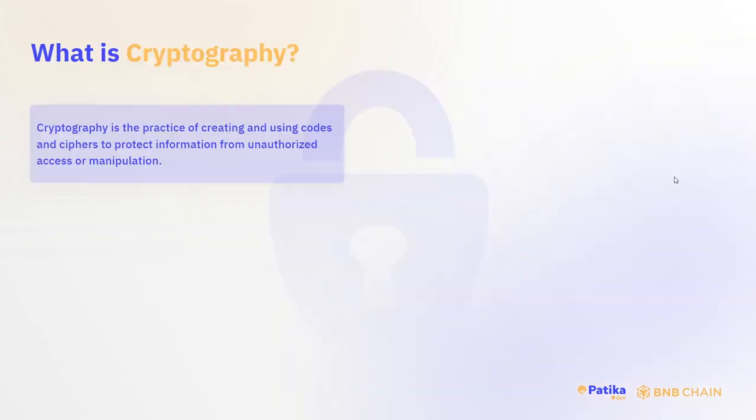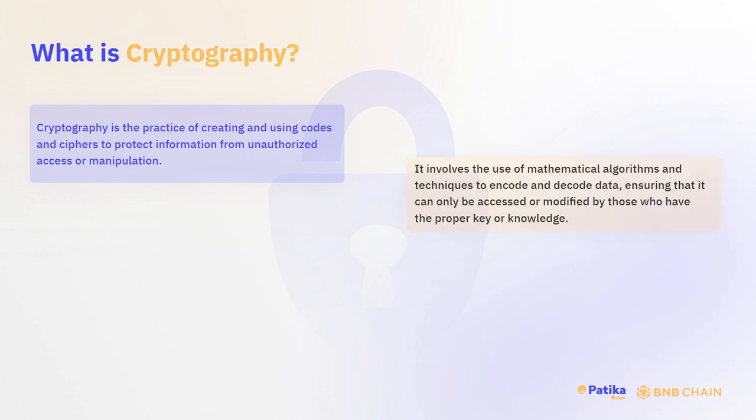Okay, so what is cryptography? Cryptography is the practice of creating and using codes and ciphers to protect information from unauthorized access or manipulation. We'll see cryptographic terms in detail, so you don't need to worry about, for example, cipher if you don't know it. What I'm trying to do in this part is just to give you some idea about the key terms of blockchain. So cryptography involves the use of mathematical algorithms and techniques to encode and decode data, ensuring that it can only be accessed or modified by those who have the proper key or knowledge.